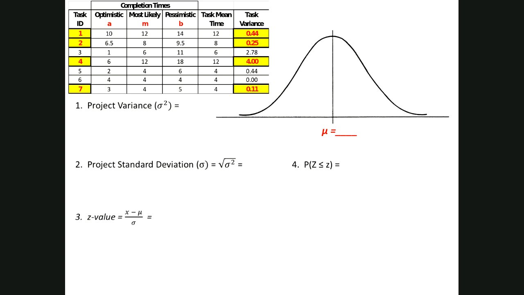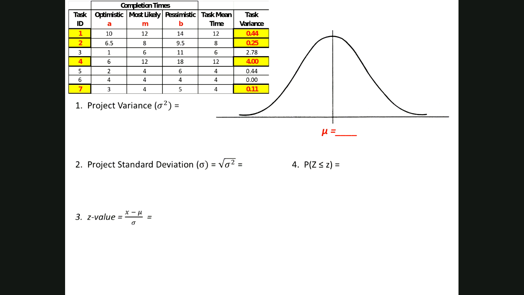So on this slide, you'll see I brought forward the information from the previous slide in terms of the task means and the task variances. The first thing that we're going to do is assume that the project completion time has the normal distribution.